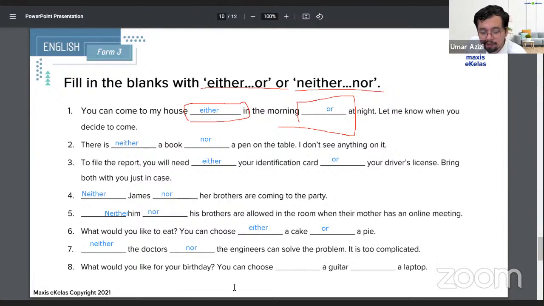Number 8, last one. What would you like for your birthday? You can choose something, a guitar, space, a laptop. So you can choose space, a guitar, space, a laptop. What is the answer for question number 8? Question number 8. Let's go. You can choose space, a guitar, space, a laptop.